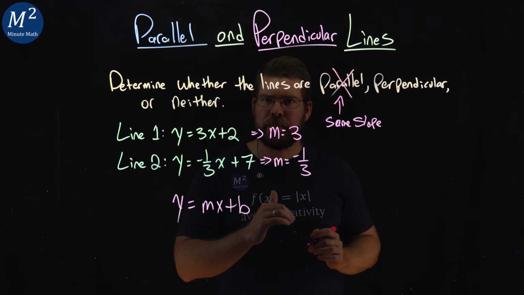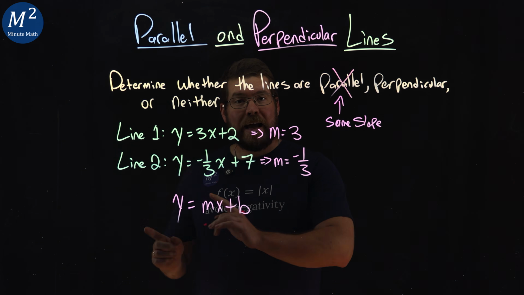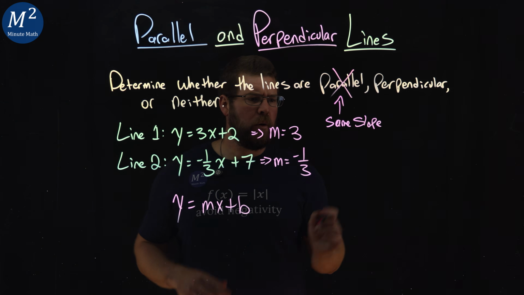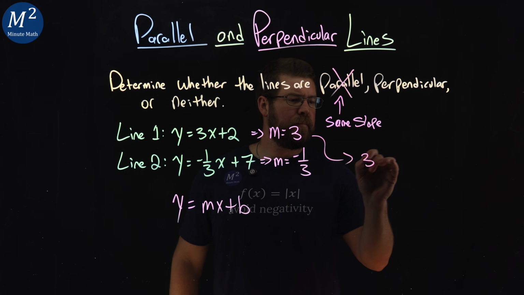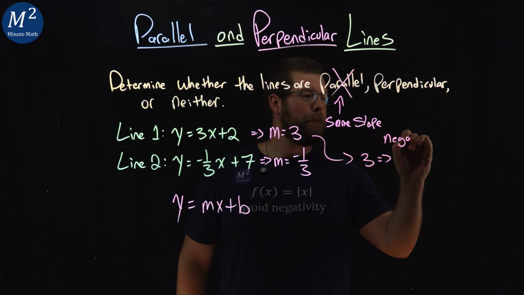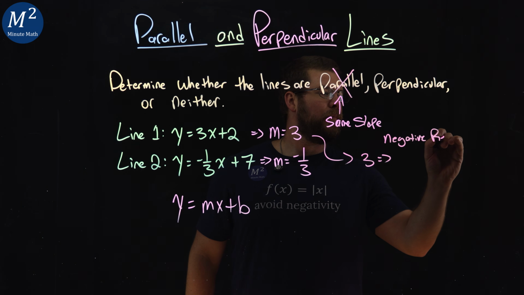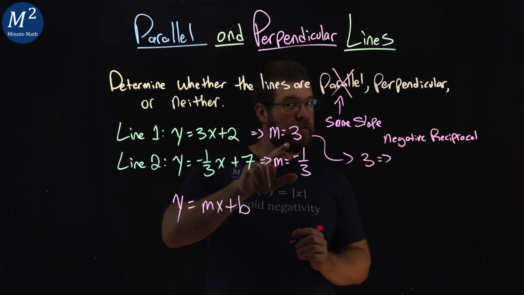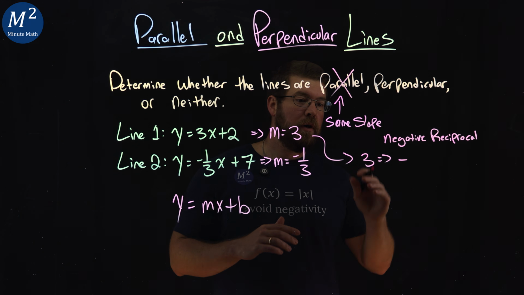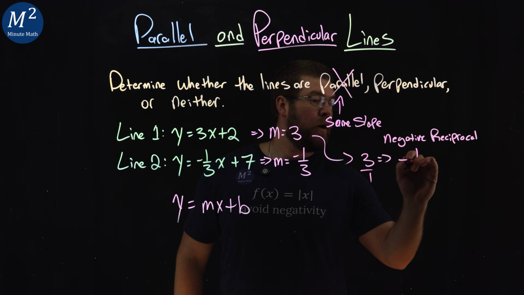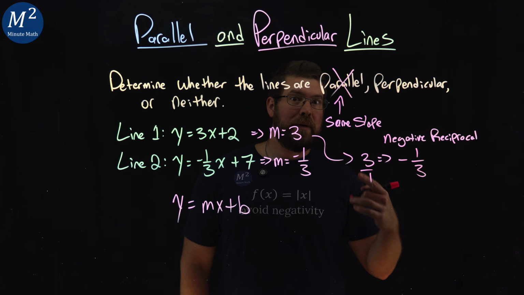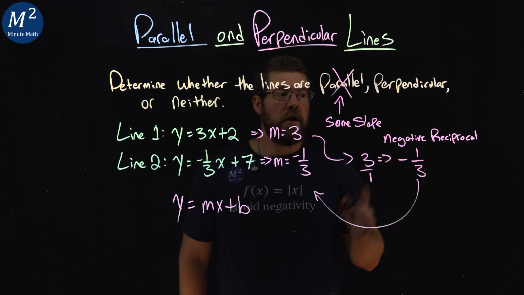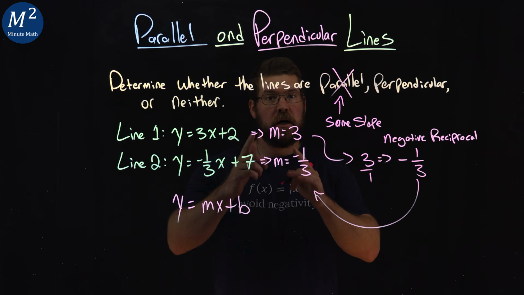Now, perpendicular. If the slopes are negative reciprocals of each other, then they are perpendicular slopes. So let's take our first slope here, 3. The negative reciprocal: we put a negative, so it's a positive 3, it becomes a negative, and the reciprocal, instead of 3 over 1, is 1 over 3. And these slopes would be perpendicular. But if you notice, that's what we have right here. The slopes are negative reciprocals of each other.